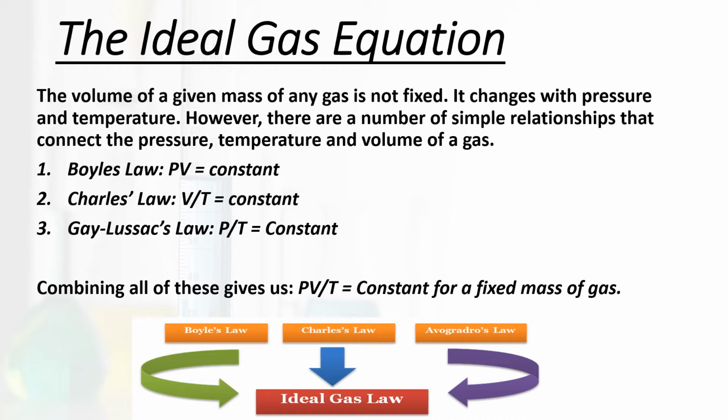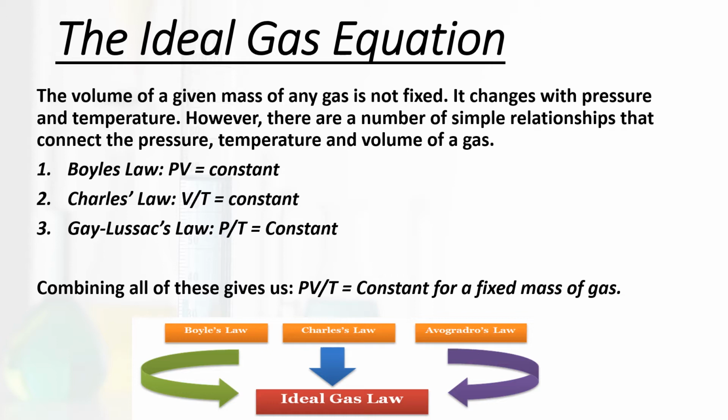The first is something called Boyle's law. And he worked out that the pressure times the volume was equal to a constant for a fixed temperature. Charles' law states that the volume divided by the temperature is equal to a constant at a fixed pressure. And the Gay-Lussac law says that pressure divided by the temperature is equal to a constant for a fixed volume.